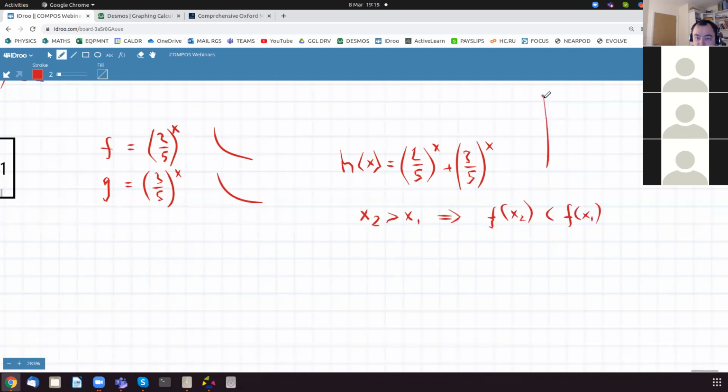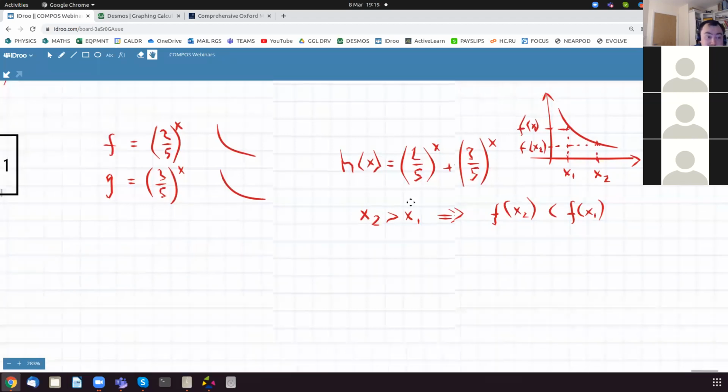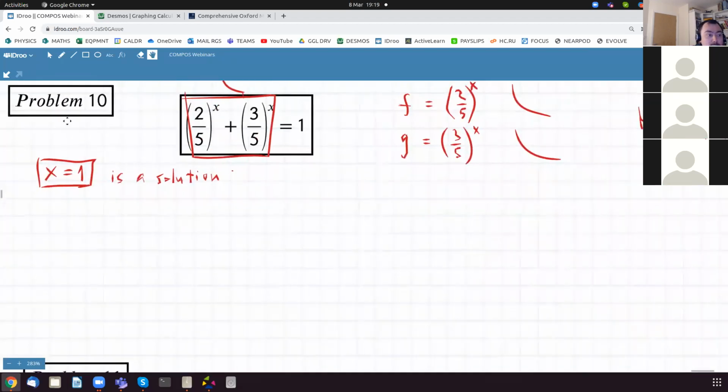Just to show that on a graph, the function is sloping backwards. If this is x1 and this is x2, f of x1 is going to be greater than f of x2. This is what it means. So this is a downward sloping function, or a monotonically decreasing function.